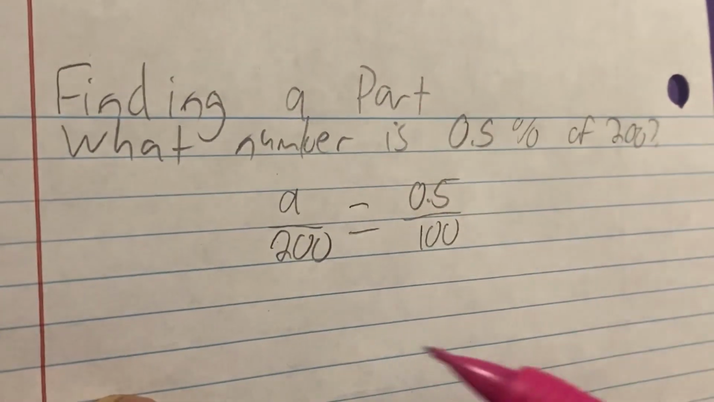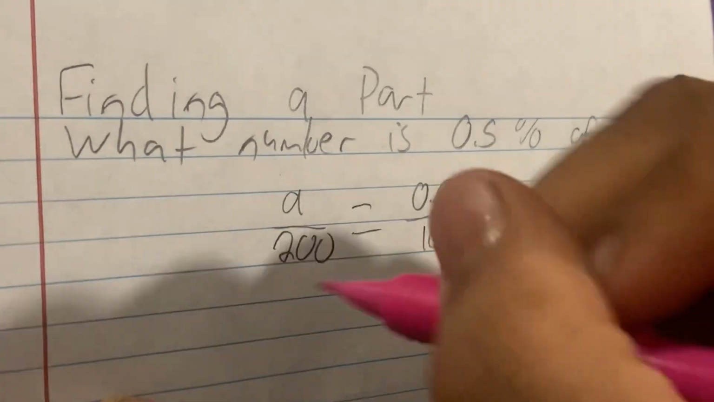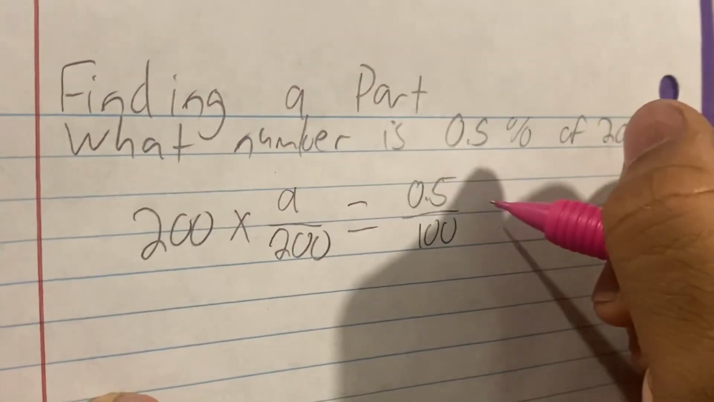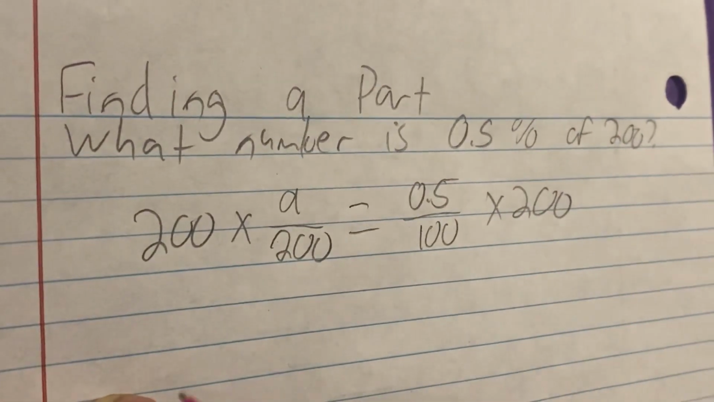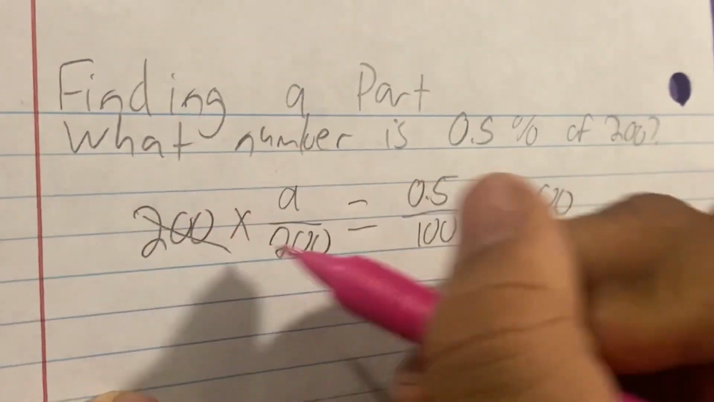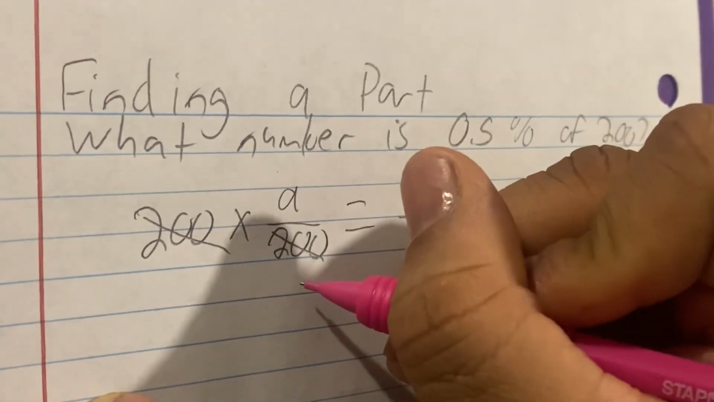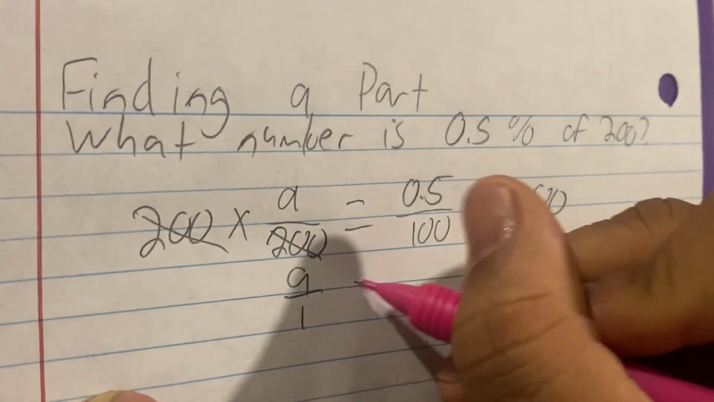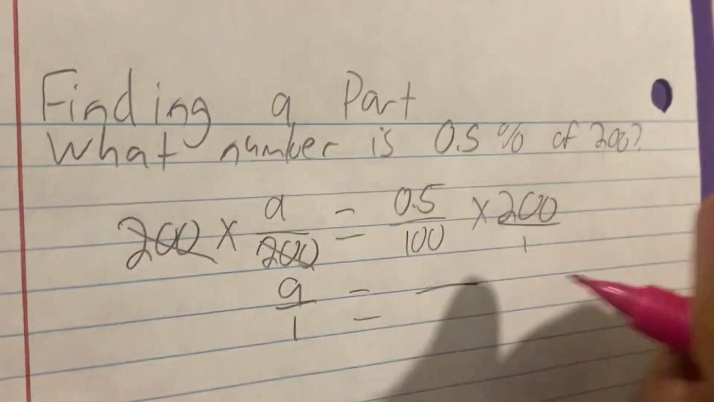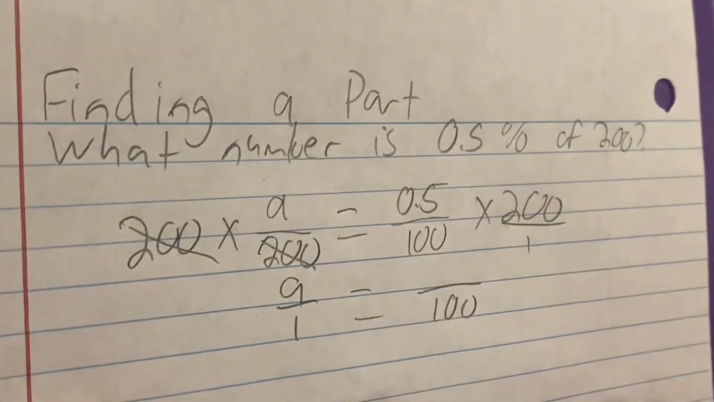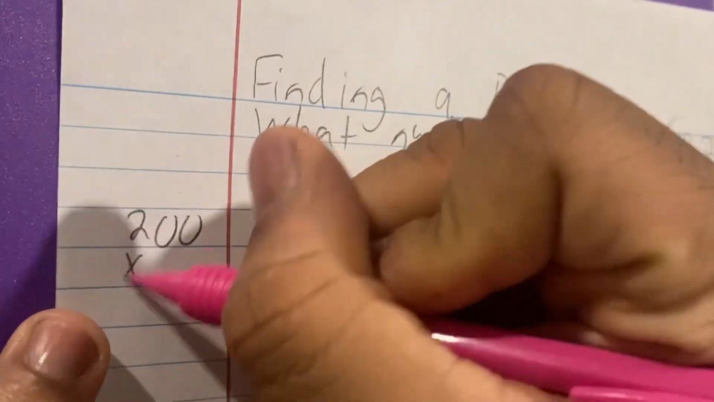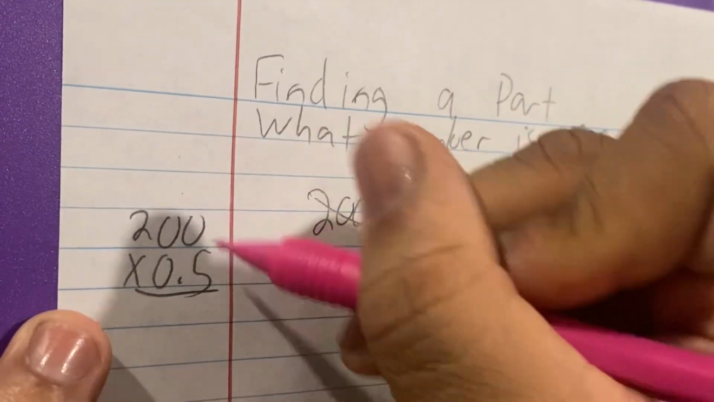What you're going to do here is super easy. All you're going to do is multiply the whole on both sides. You're going to multiply by 200 on this side, because that's the whole, and by 200 on this side. On this side, just like in the last few equations, since it's the same number, they're going to cancel each other out, and then it's just going to be A over 1. On the other side, we're going to multiply. 100 times 1, I like to do the easier one first, equals 100. And then let's multiply 0.5 times 200 to the side here. So I'm going to do 200 times 0.5. 0 times 5 equals 0.